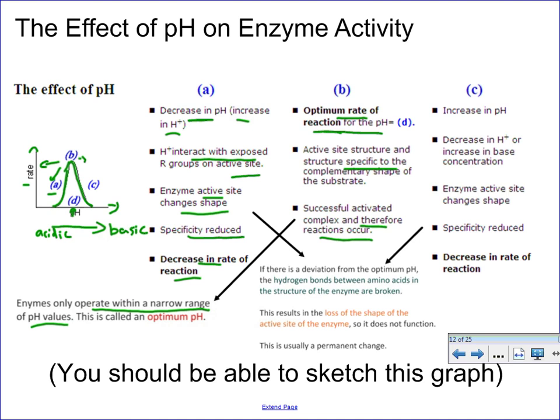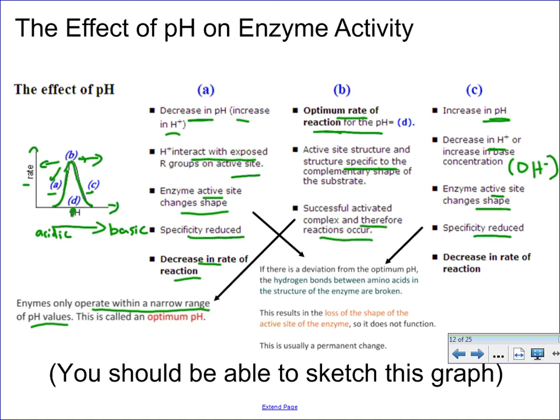Then as you move beyond the optimum pH, which is point C, we get an increase in pH. As we increase the pH, we get a decrease in hydrogen ion concentration, or an increase in base concentration. We're increasing hydroxide ion concentration. This has the same effect as decreasing pH. Ultimately, that active site changes shape.